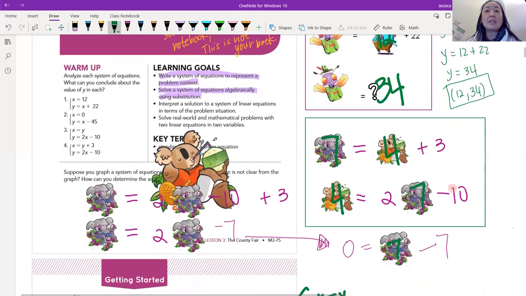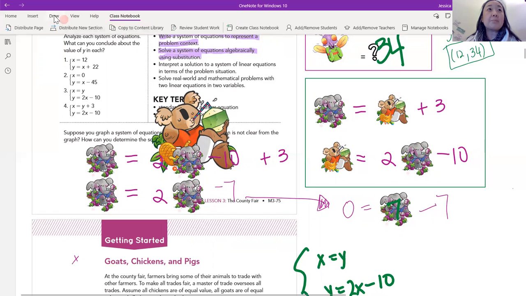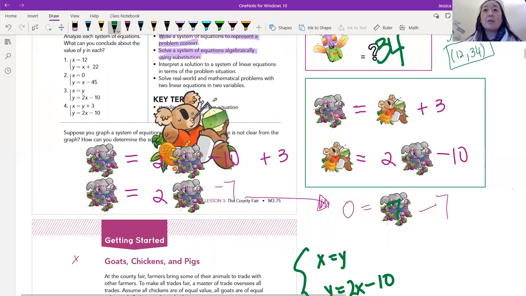All right, if you take a look at this one on the bottom here, this one's a little bit more complicated. So we have here the elephant is equal to the koala plus 3. We also know that the koala is equal to 2 elephants minus 10. Now it's a little bit more complicated. We can't just plug one into the other, or can we?